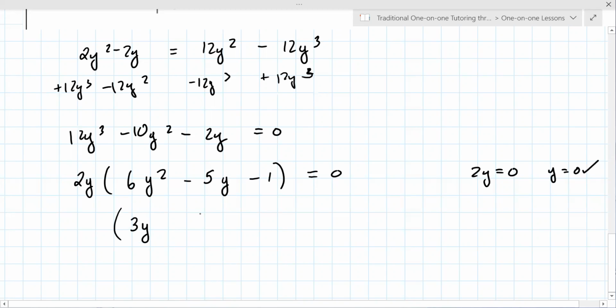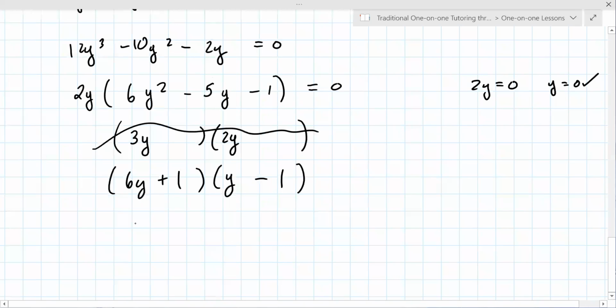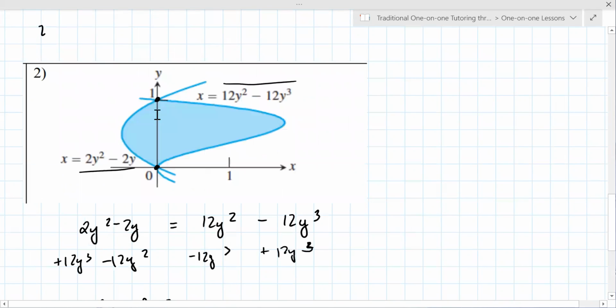But this one you have to do some sort of factoring. I'll try this one. That won't work, but this one will. So if we go -1 plus 1, that works. So then you've got your other zeros: one's at y equals -1/6, and then y equals 1. But if we go back to our picture, they're specifying that it's between 0 and 1. You can actually see this is coming back, and that one's going to be at -1/6.